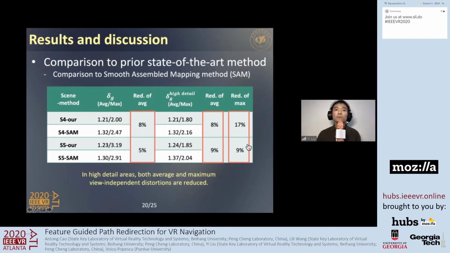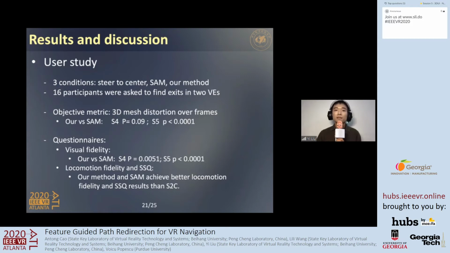We also designed a user study to test our method. The user study has three conditions: steer to center, SAM, and our method. 16 participants were asked to find exits in two VEs. The objective metric we used is 3D mesh distortion over frames. The results show an advantage of our method over SAM for S4 and a significant advantage of our method over SAM for S5.